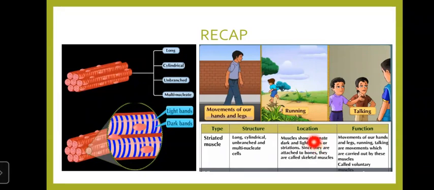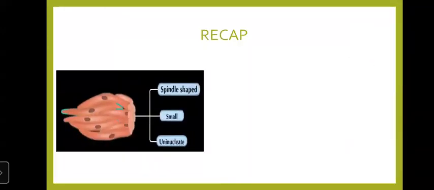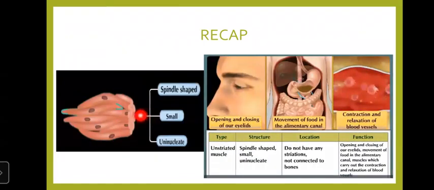The function of the skeletal or striated muscle is that it helps carry out all the voluntary movements, like movements of arms, hands, running, talking, whatever. All the voluntary muscles are covered by the skeletal muscles. The second type of muscle fiber that we studied was the smooth muscles. Smooth muscles are spindle shaped, that is, flat in the middle and tapering at both ends. They are small in size and uninucleated.